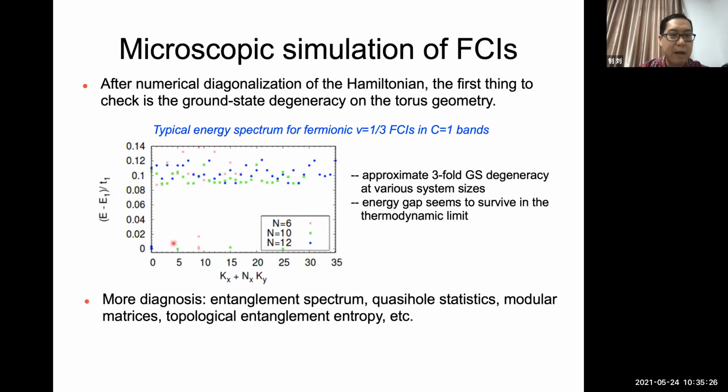And there is always a gap separating the ground state manifold from highly excited states. And this energy gap doesn't decay quickly with the increasing of the system size, and it probably survives in the thermodynamic limit. So this means in this case, we probably have a 3-fold topological degeneracy, which is a fingerprint of fractional Chern insulator. Of course, we often need more diagnosis to confirm the ground state is a fractional Chern insulator. For example, we can also check the entanglement spectrum, quasi-hole statistics, modular matrices, and topological entanglement entropy to further confirm the nature of the ground state.